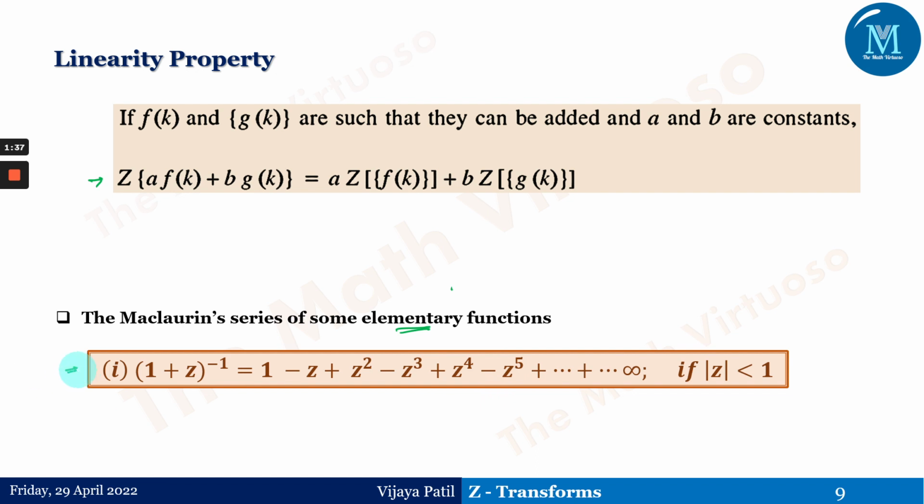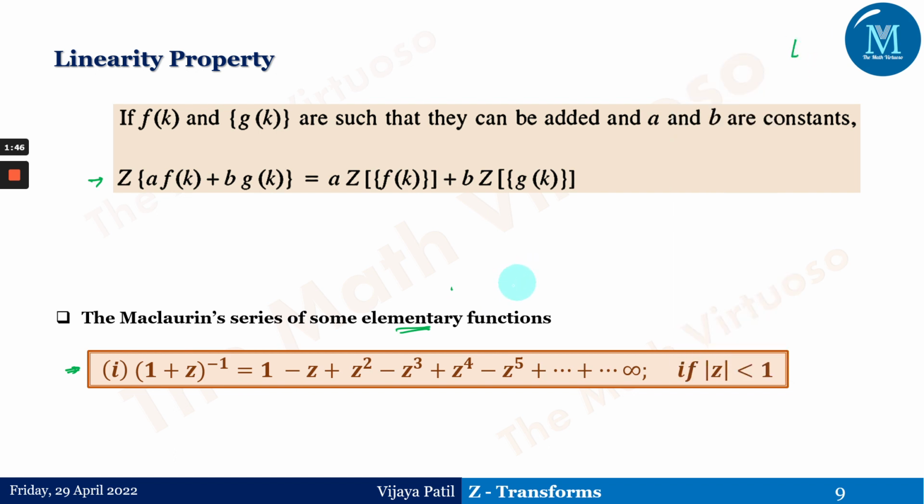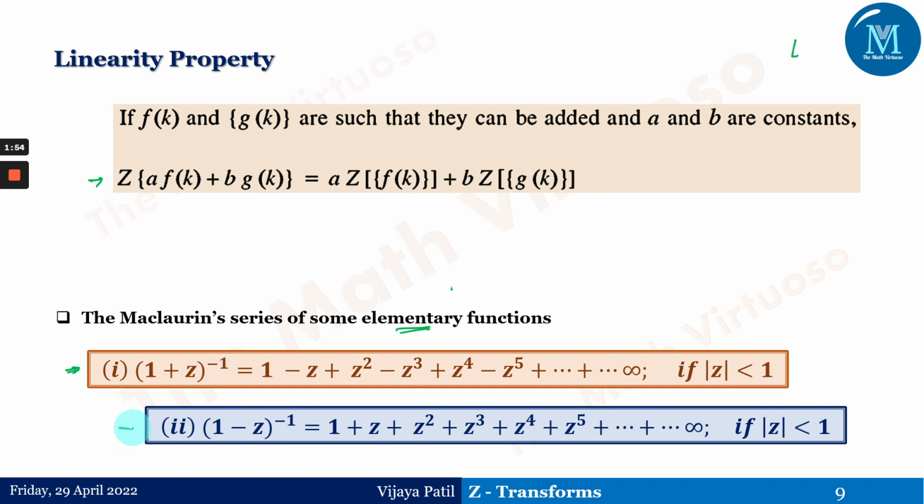We have already seen this type of series in the Taylor's and Laurent expansions as well. We go ahead with this series provided mod of z is less than 1. Another series is 1 minus z to the power minus 1, which is 1 plus z plus z square and so on. So if we have 1 minus z to the power minus 1, we get all positive terms, and if we have 1 plus z to the power minus 1, we get alternate plus and minus signs between the terms. But the very important thing to note is that mod of z is always less than 1 here.